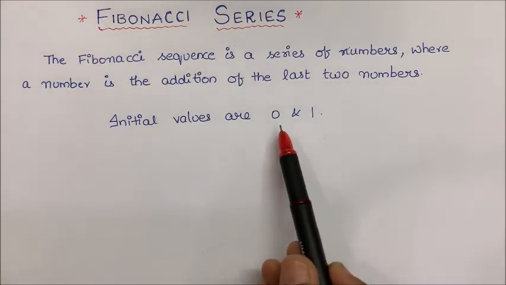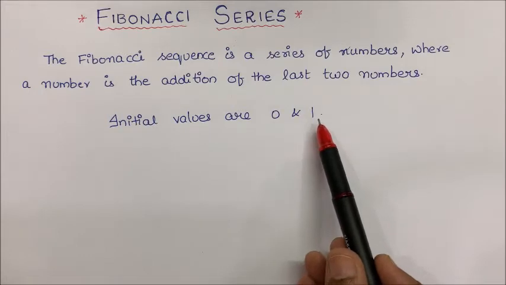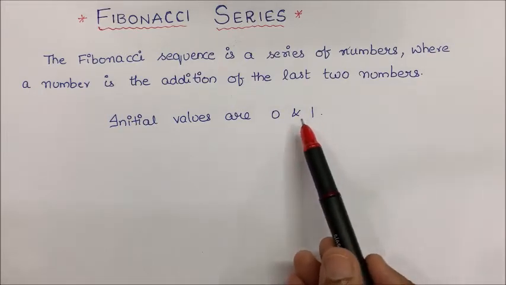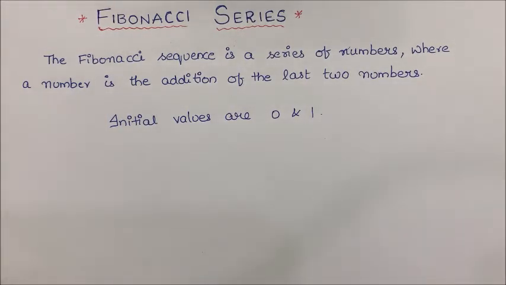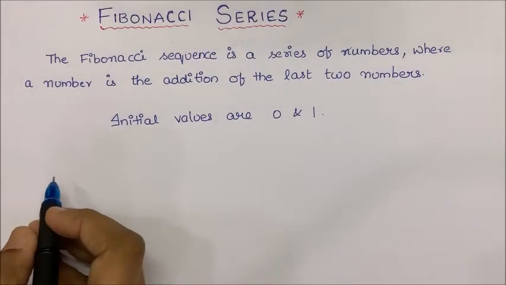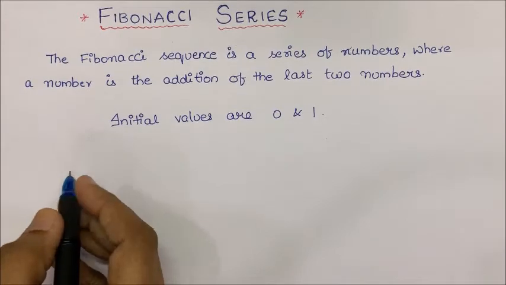If you consider the initial values as 0 and 1, the next number will be the addition of 0 and 1. Fibonacci is the name of a person who spread this series. His name is Leonardo and his nickname is Fibonacci. The series will be as follows.